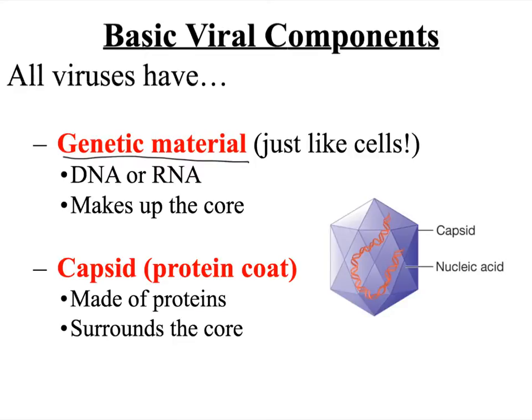The second thing that all viruses have is a capsid, or sometimes you'll see that called a protein coat. Now, a protein coat is pretty much like it sounds. It's made of proteins, you see right here, and it surrounds that core, or the DNA. So it covers it up just like a coat covers up your body when it's cold. The capsid surrounds the genetic material on the inside. And remember, all viruses have these.